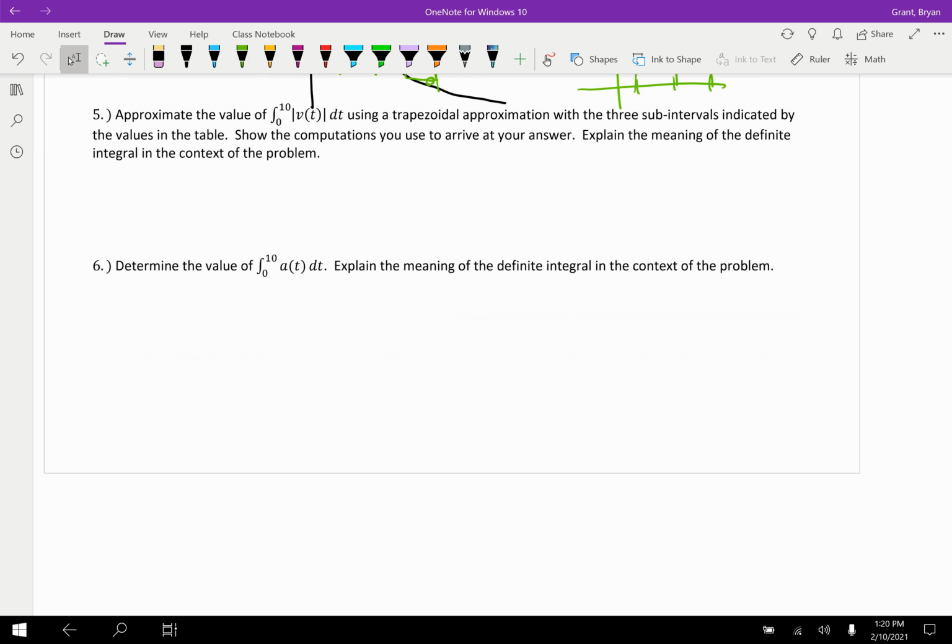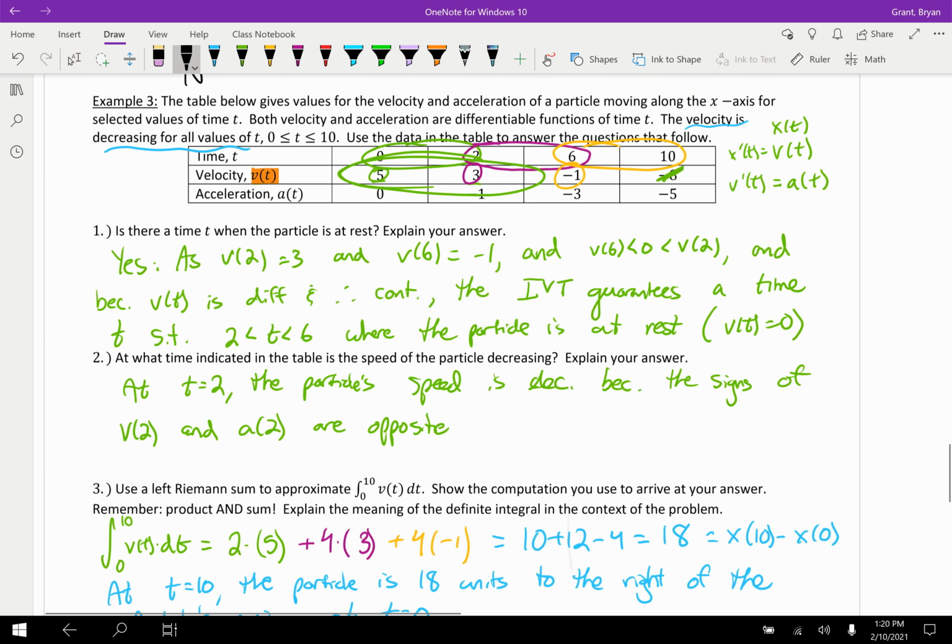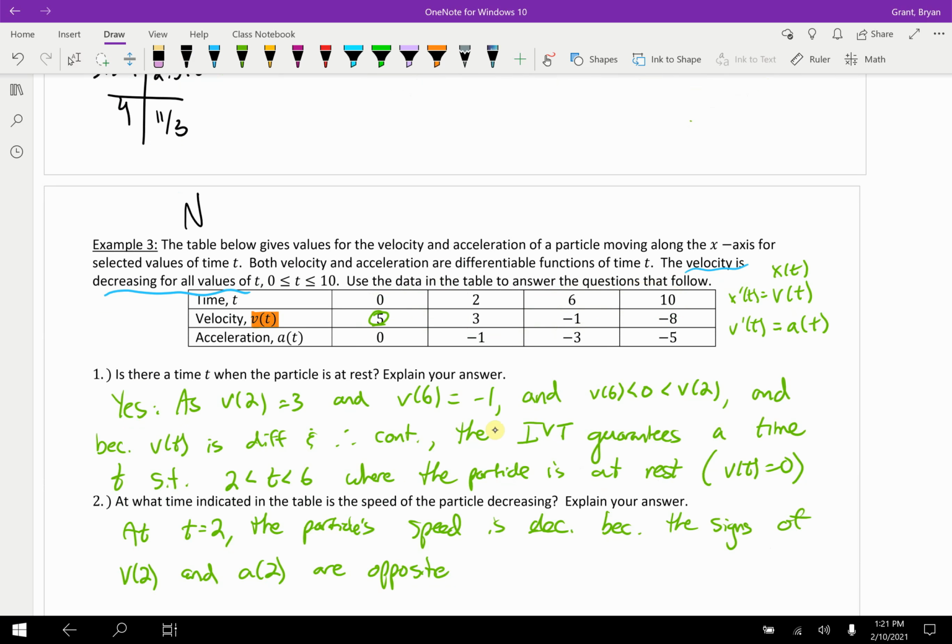Approximate the value of the integral of the absolute value of v of t dt using a trapezoidal approximation with the 3 subintervals indicated by the values in the table. Show the computations. Explain the meaning. Okay, well, this one's not bad. We've already done a lot of the groundwork here, but we want the absolute value this time, and we're doing a trapezoidal. So jumping back up here, if we're doing the absolute value of velocity, all that means is that all of the outputs are positive.